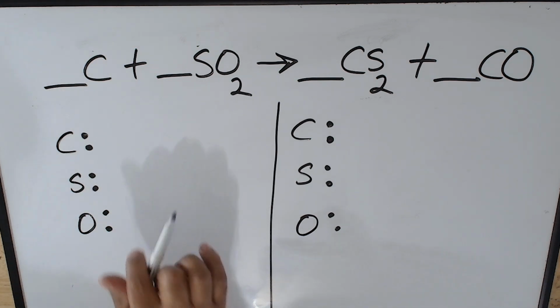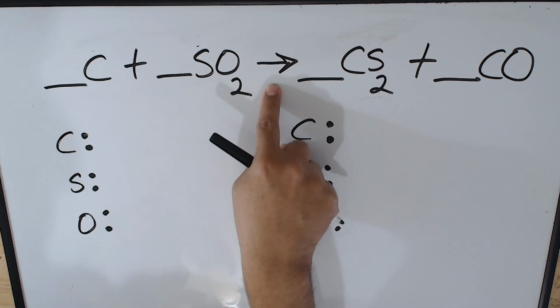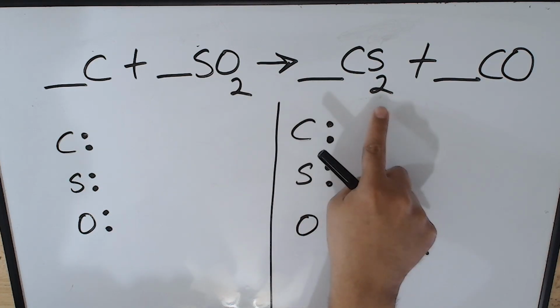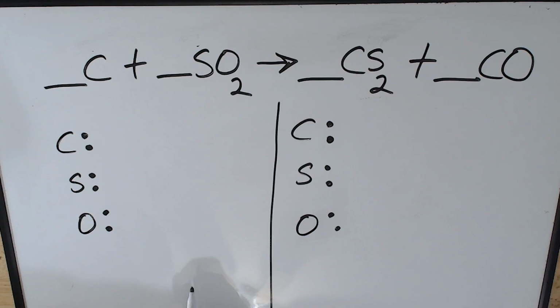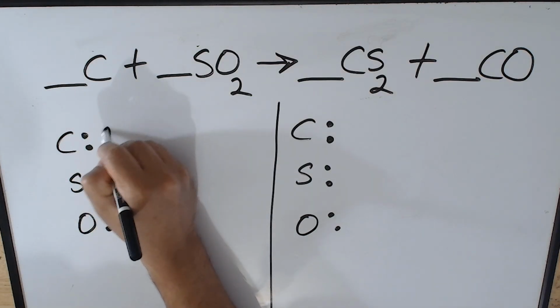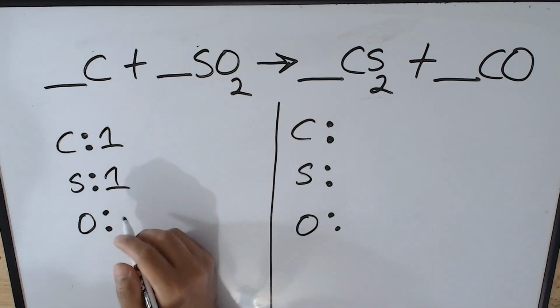In this chemical equation, we have carbon reacting with sulfur dioxide and producing carbon disulfide along with carbon monoxide. Let's start by determining how many atoms we have. We have one for carbon, one for sulfur, two for oxygen.